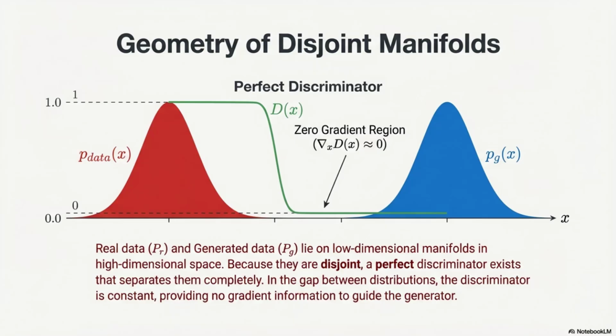Now, for a good discriminator, drawing a line in the water between these two islands is, well, it's pretty easy. But here's the catch. In that big, empty ocean between the islands, the landscape is totally flat. There's no hill to climb, no slope, basically no gradient to tell the generator which direction to go to get closer to the real island.